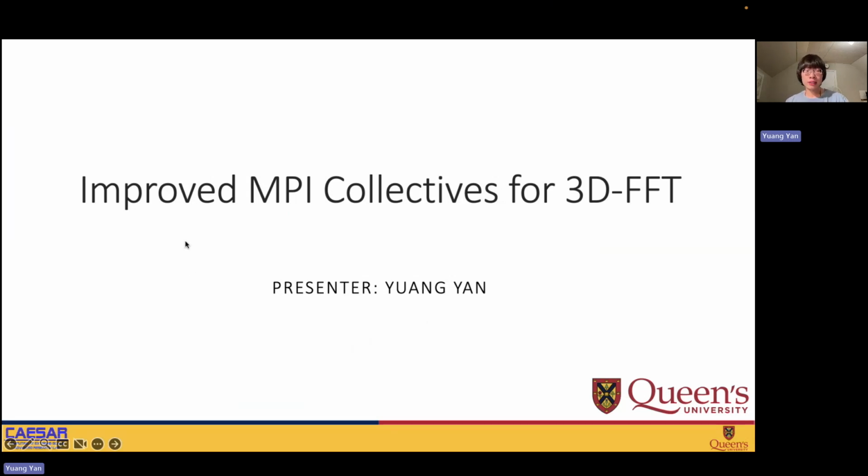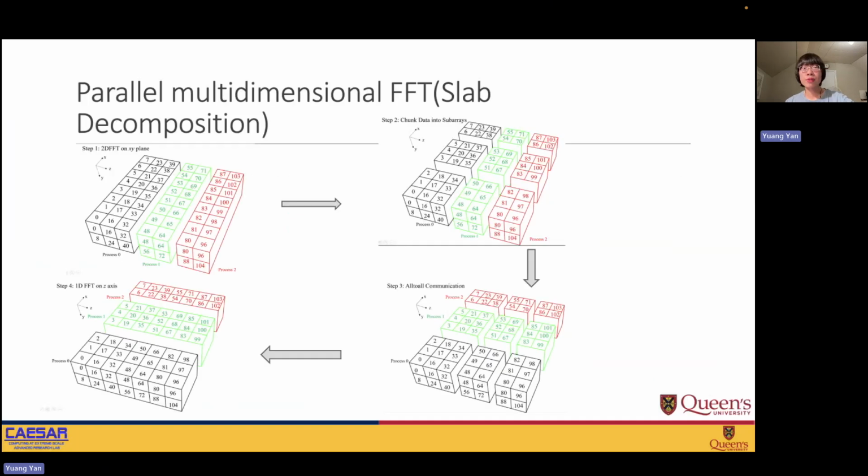So our work is called Improve MPI Collective for 3D FFT. First we will introduce how the FFT computation problem is generally solved in parallel. Here's a graph illustrating the process. Just like many high performance applications, the first thing is to divide the problem into smaller subsets.